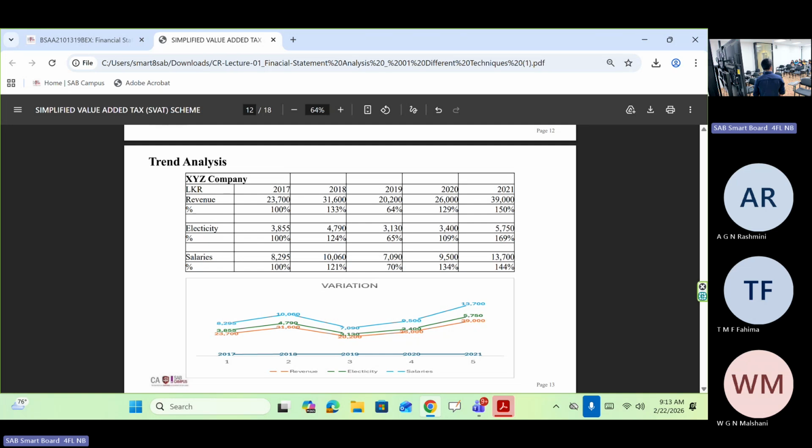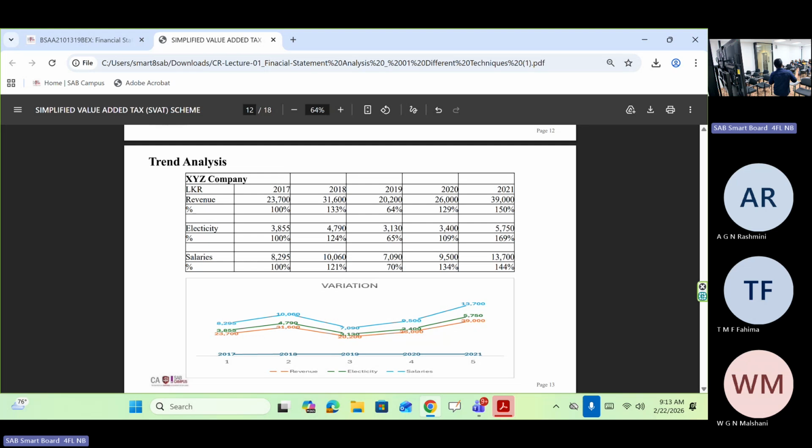What do you mean by expectation? Once you are doing revenue, electricity and salaries, what is your expectation? To analyze the numbers, there should be a trend. Otherwise, no need, we can't analyze it. There should be a trend. We should have a presumption that that trend will be there.